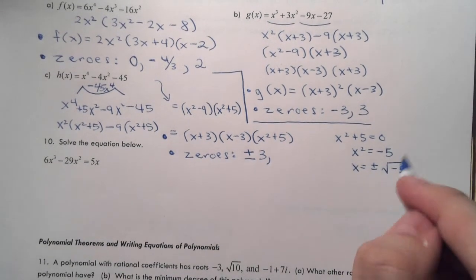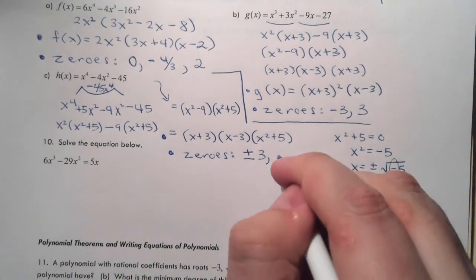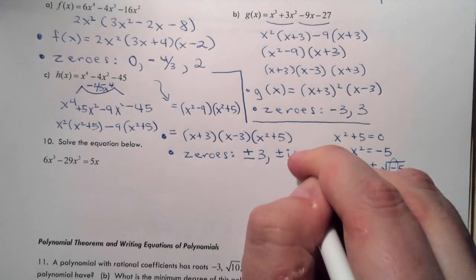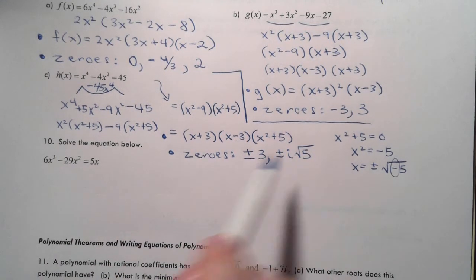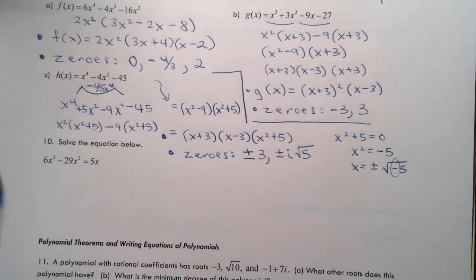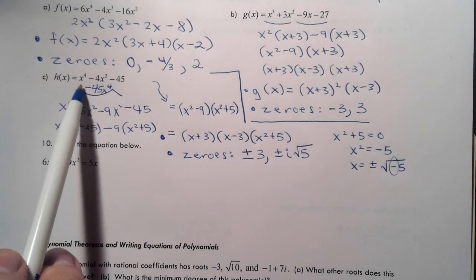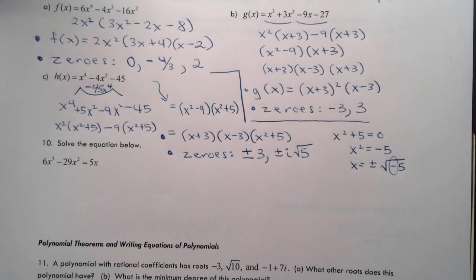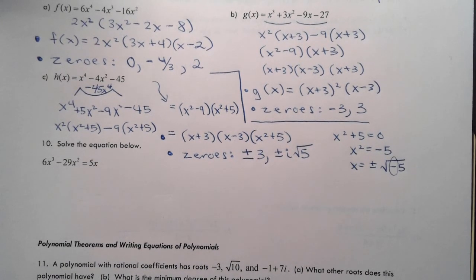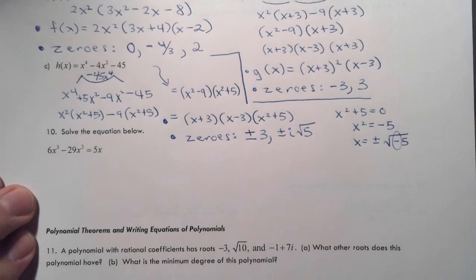The square root of negative 5. As soon as I have the square root of a negative, I know that means to pull out an i. So I now have my zeros, plus and minus 3 and plus and minus i square root 5. Again, going back to the fundamental theorem of algebra, this is a quartic. I expect 4 roots, and I find 4 distinct roots: 3, negative 3, i square root 5, and negative i square root 5.